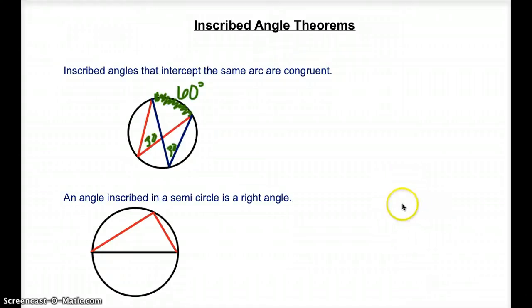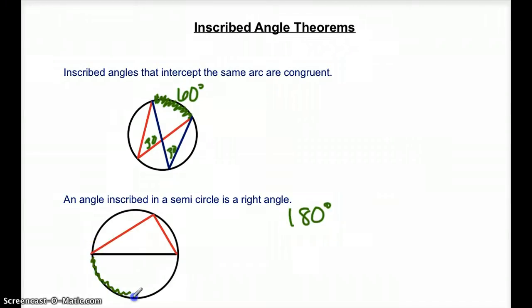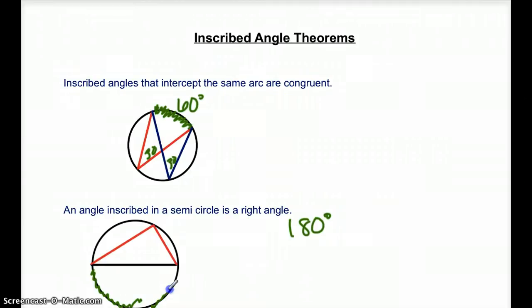Our second theorem involves an angle that's inscribed in a semicircle. And an angle that's inscribed in a semicircle is a right angle. We know that the measure of a semicircle is half of a circle, so it's 180 degrees. So therefore, if this semicircle, which is the intercepted arc, is 180 degrees, then the inscribed angle must be half of that measure, which is 90 degrees.